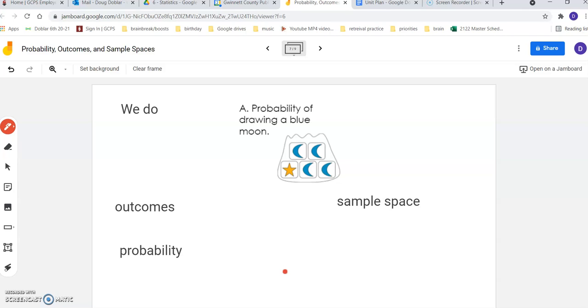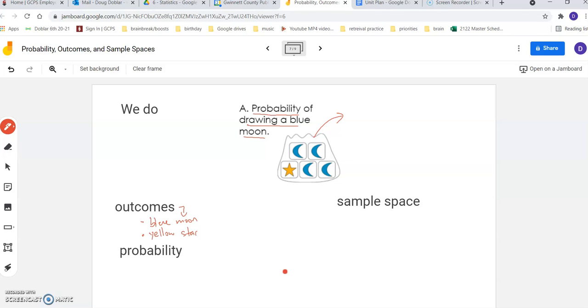So I'm going to draw a card randomly out of this bag. What's the probability of drawing a blue moon? So first, let's talk about the outcomes. So the outcomes are blue moon and yellow star. Those are the two possible outcomes that I can draw, right?